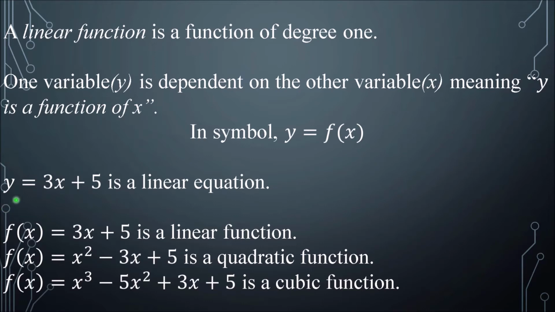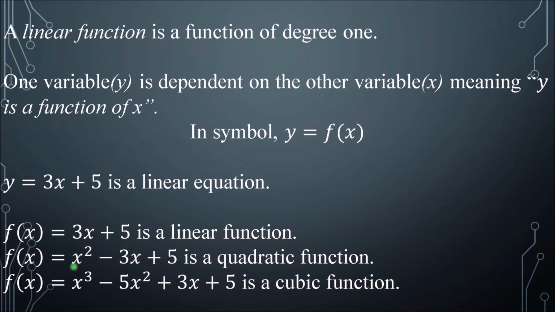So let's have this one. y is equal to 3x plus 5 is an example of a linear equation. Now turning this into a function, since y is a function of x, we substitute f(x) for y. As a result, we have f(x) is equal to 3x plus 5. This is an example of a linear function. Take note, a linear function.